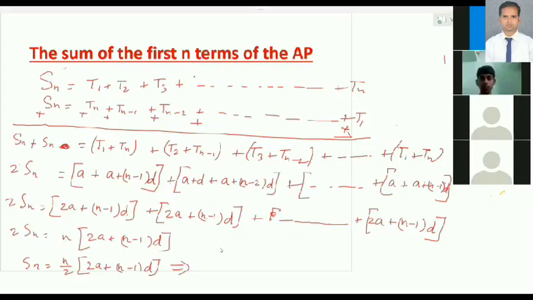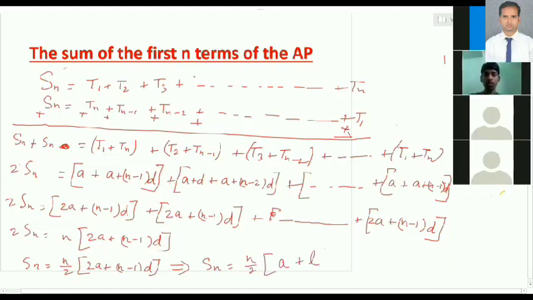Or can we write any other formula for this? See this 2a plus n minus 1 d, how are you getting it? If you add the first term plus the last term, only then you get this 2a plus n minus 1 into d. It means we can write this Sn value as n by 2 bracket, first term is A, plus let's say I will write the last term as L. Then the same formula can be written like this also. L will be the last term. Because each bracket we are getting from first term plus last term: T1 plus Tn is equal to 2a plus n minus 1 into d.